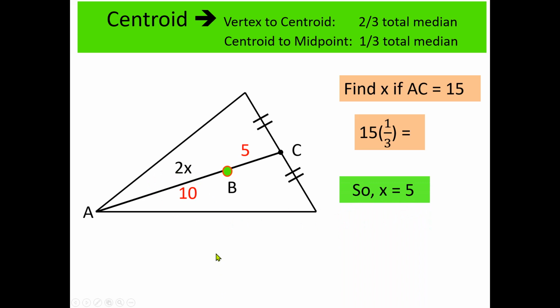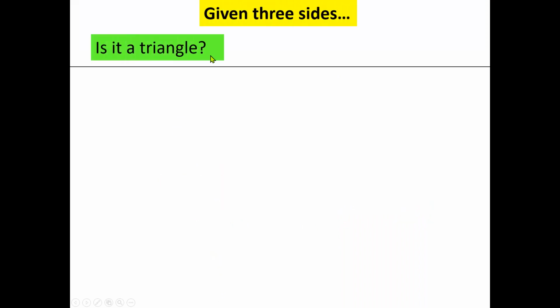Okay, very good. All right, so is it a triangle? You look at the three sides and see if it's a triangle. So you pick the biggest one, right? You add these two together and see if they're bigger than 7. If that's true, then yes, it makes a triangle.